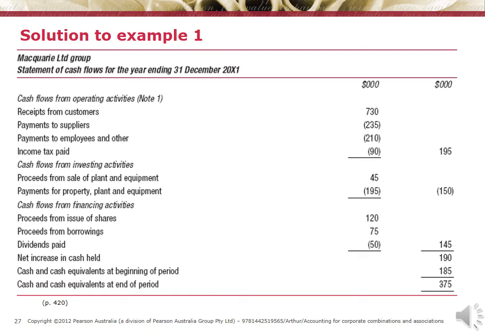And if we look at the cash and cash equivalents at the beginning of the period with the cash and cash equivalents at the end of the period, as we can see on this slide, it says the opening balance was $185 and the closing balance was $375. The difference between the two is $190,000, which matches up with what it says in this statement.